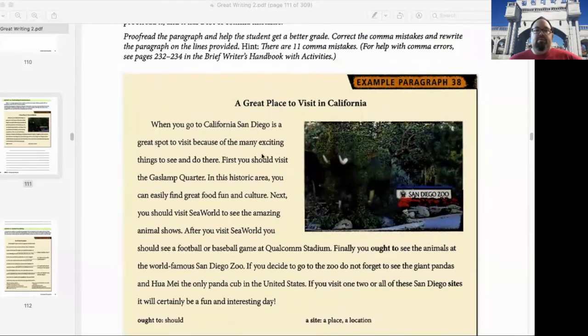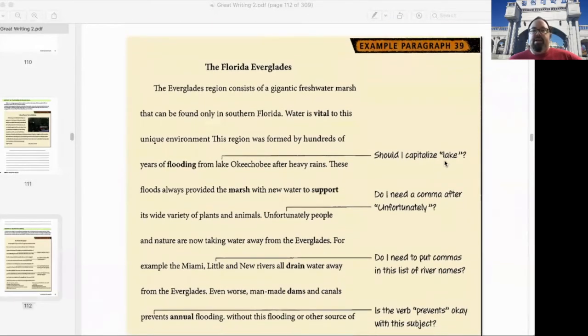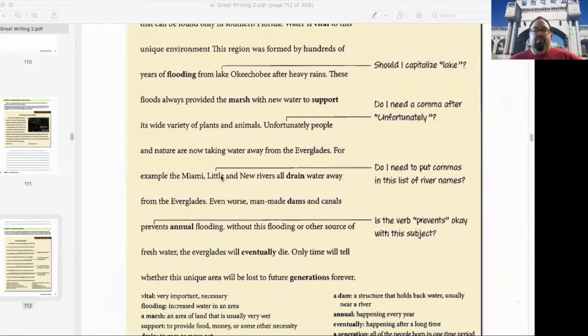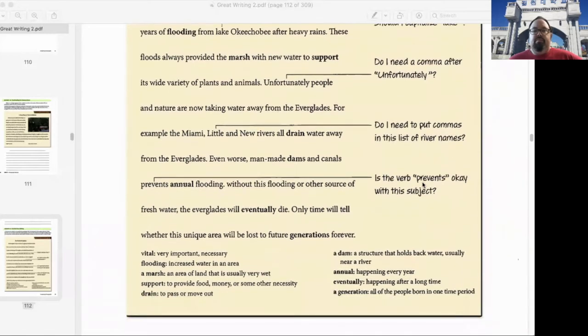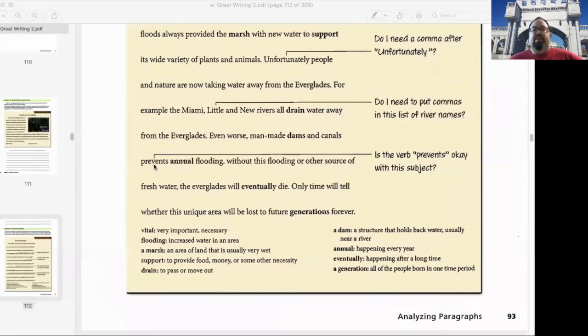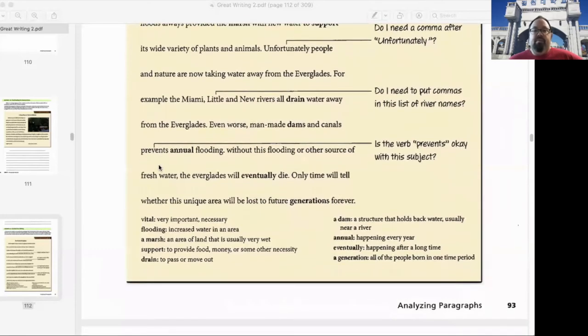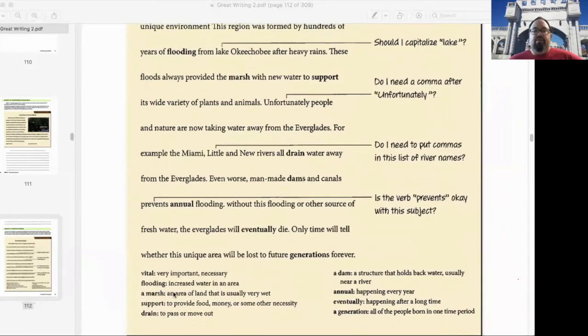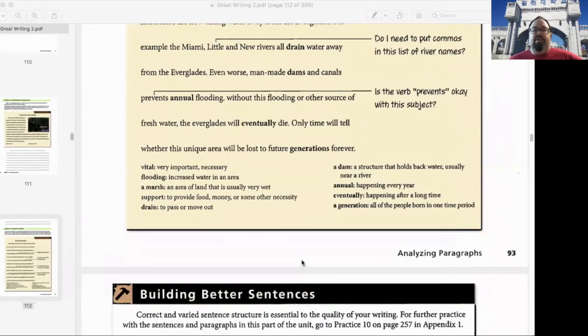232, 234. So she asked, should I capitalize lake here? Do I need a comma after unfortunately? Do I need commas here? And is the verb prevents okay here with this subject? So look at the subject and then see, should it be prevents or should it be prevent? That's a question about subject verb agreement. There may be a few vocabulary words that are new to you, and the definitions are down here. So just refer to that if you're not sure.